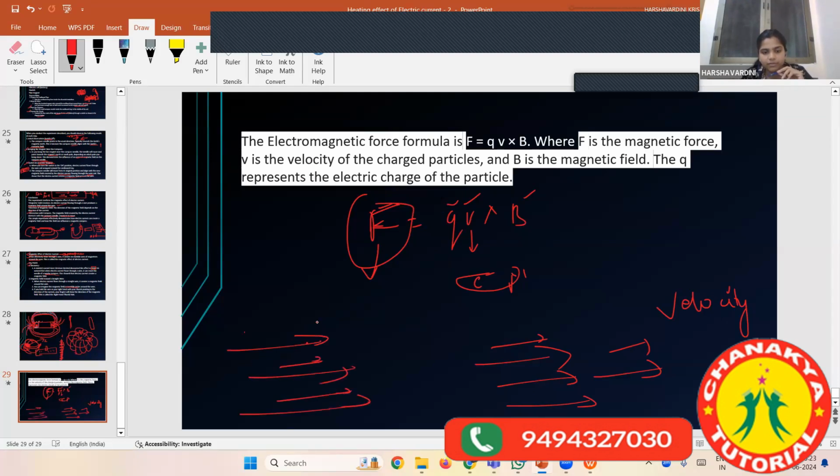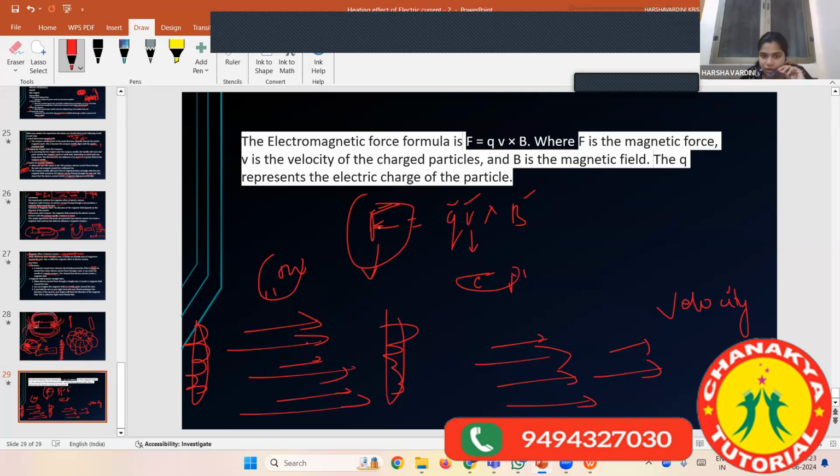The field will be created with the help of two iron rods. Give them the electric current, and they will create the field. As I told you, this is your 11th standard portion, so you should know how to create the field. It's a big process, leave that.